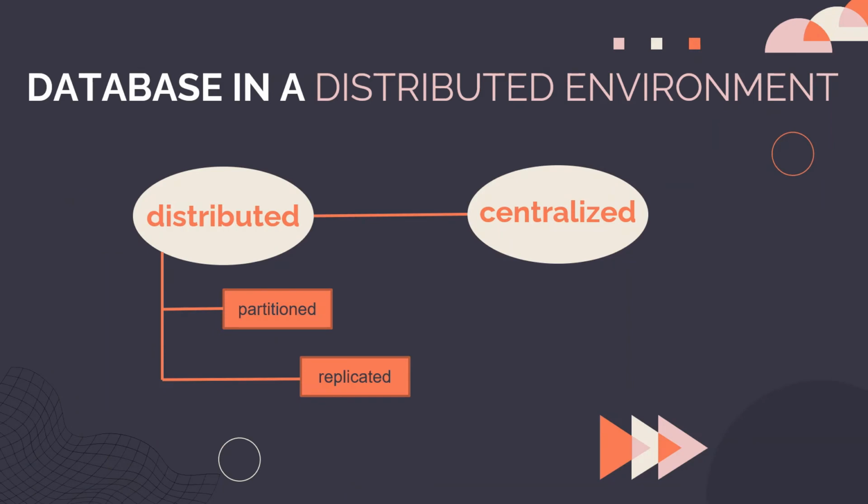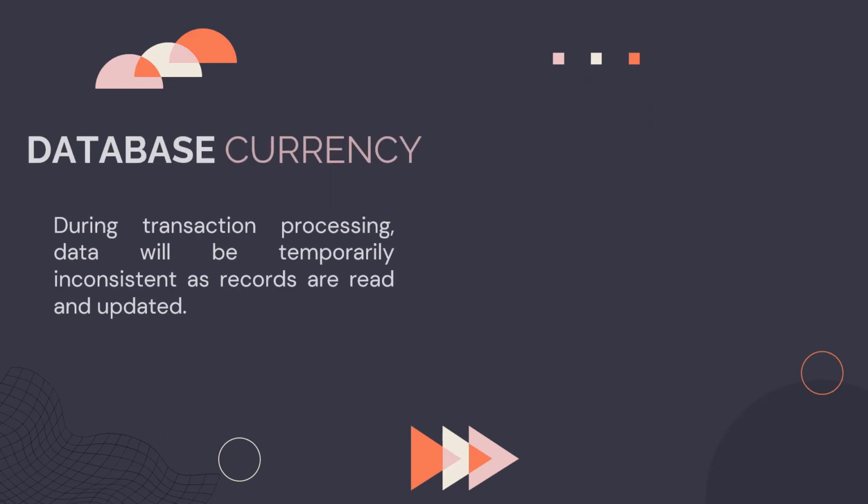Okay? So DDP is an important consideration in planning, as it addresses the issue about the database, which can be centralized or distributed, and if distributed, it can be partitioned or replicated. Okay? So now we have database currency. This occurs in distributed database processing with centralized database. During transaction processing, data will be temporarily inconsistent as records are read and updated. This happens because DDP uses a centralized database.